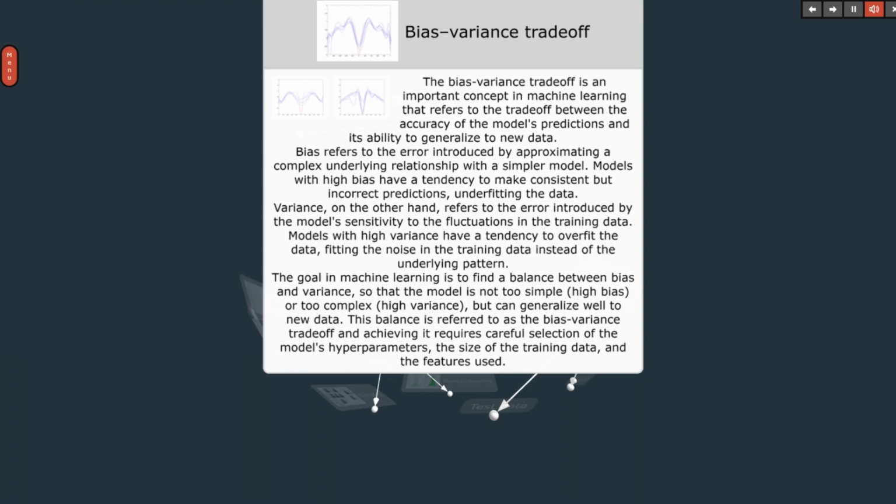Variance, on the other hand, refers to the error introduced by the model's sensitivity to the fluctuations in the training data. Models with high variance have a tendency to overfit the data, fitting the noise in the training data instead of the underlying pattern. The goal in machine learning is to find a balance between bias and variance, so that the model is not too simple (high bias) or too complex (high variance), but can generalize well to new data. This balance is referred to as the bias-variance trade-off, and achieving it requires careful selection of the model's hyperparameters, the size of the training data, and the features used.